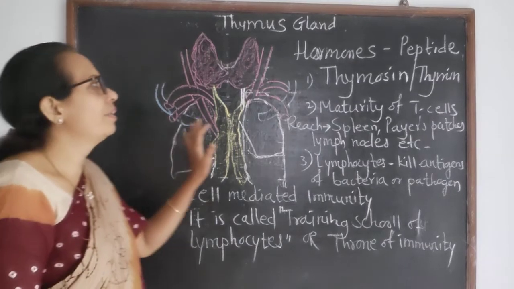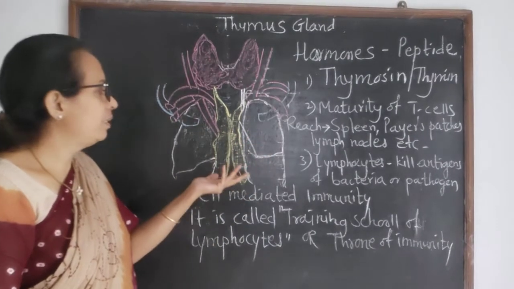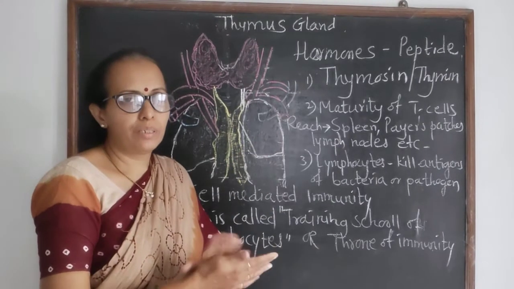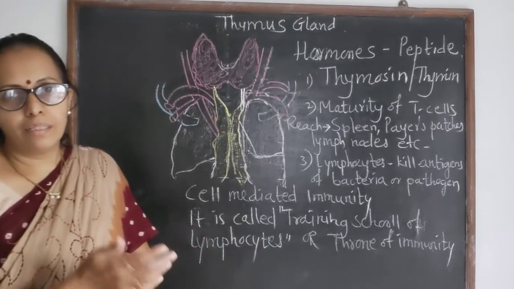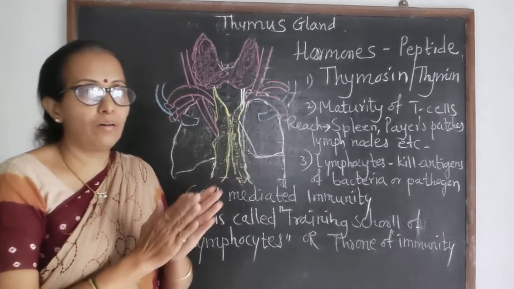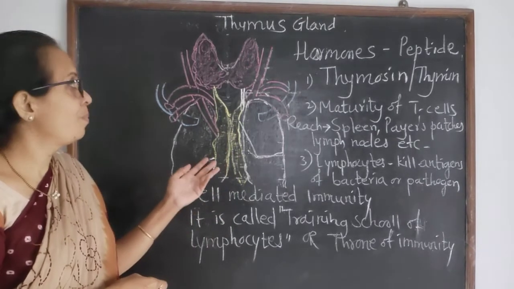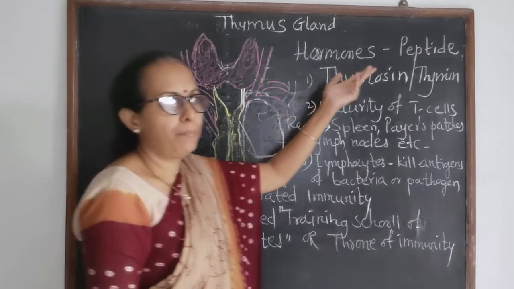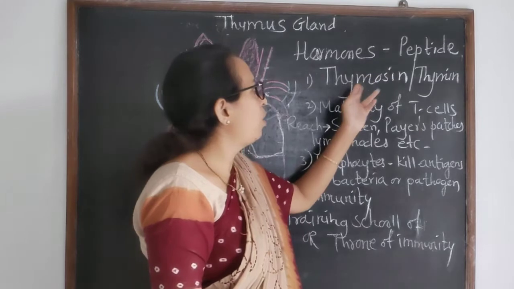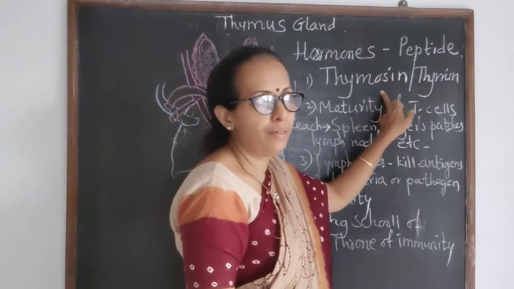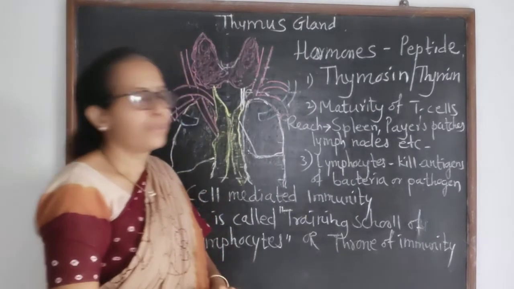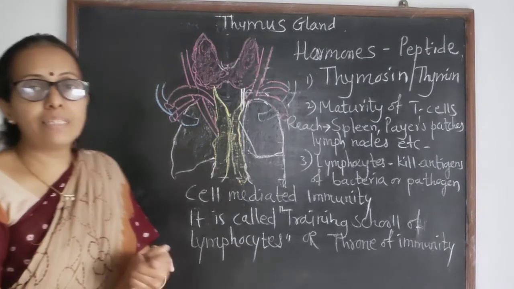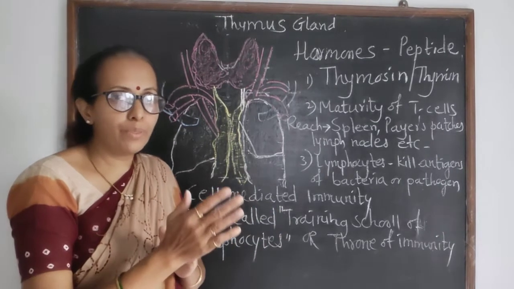Now about the function of the thymus gland. The hormones are the basic characteristic of endocrine glands. Here also, the thymus gland secretes peptide hormones, which are called thymosins, or sometimes thymin. These hormones are very important secretions which are directly related to the immunity of a person.